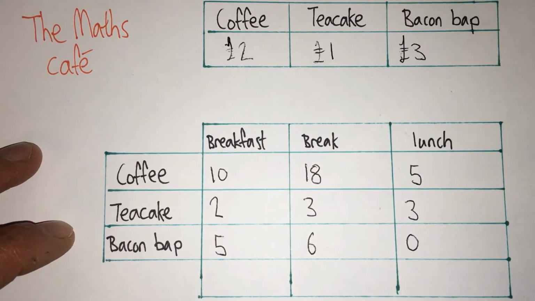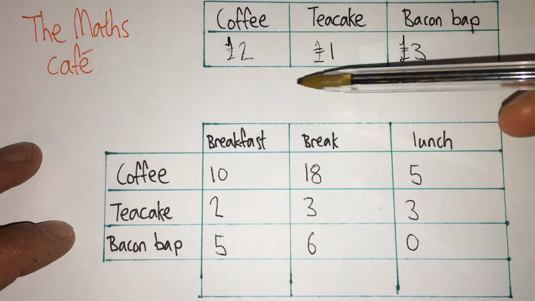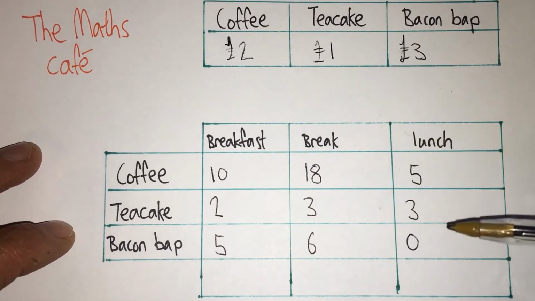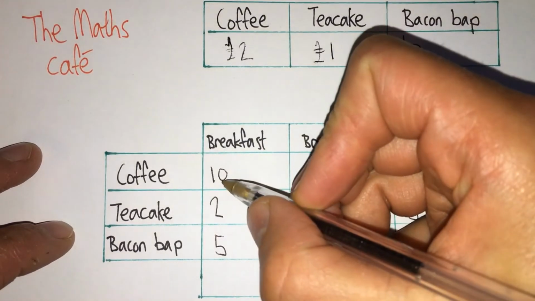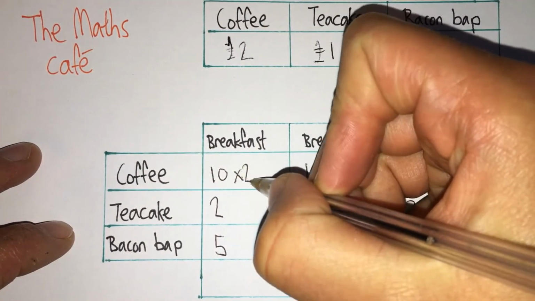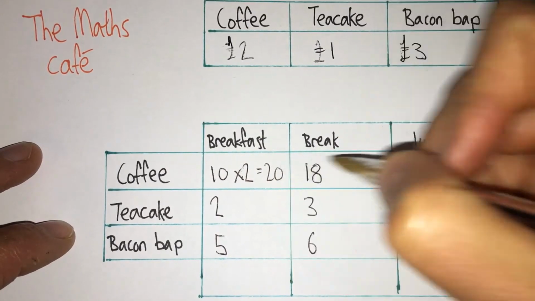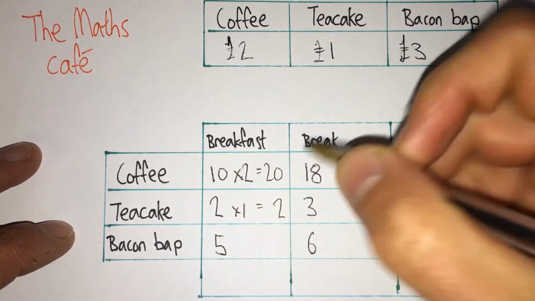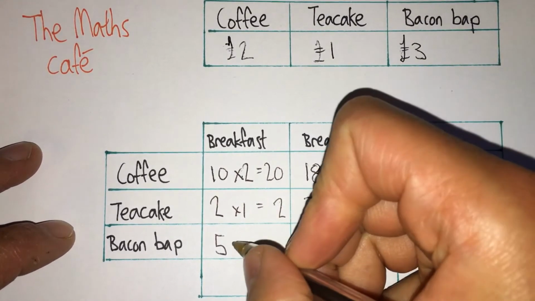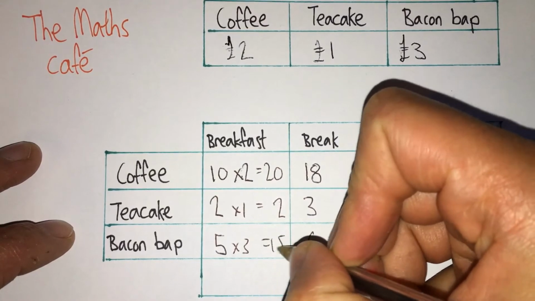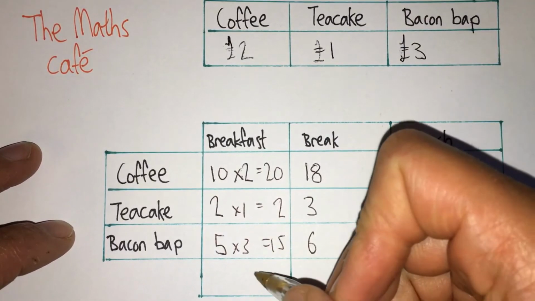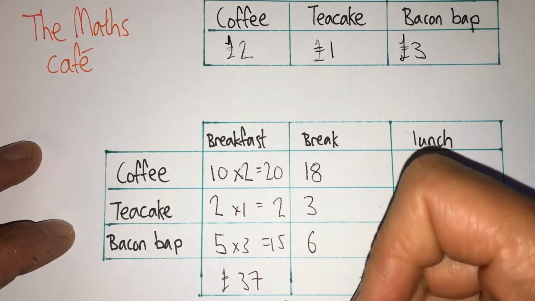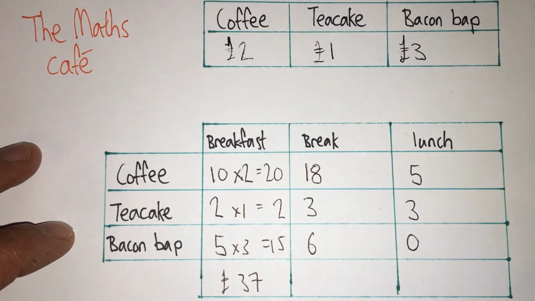Well, if I were to work out the amount of money that was taken at each time, so the amount of money at breakfast, at break and at lunch, I could do the following. I could have coffee, multiply that by 2 to get 20, and then the tea cake multiplied by 1 to get 2, and then the bacon bap multiplied by 3 to get 15, and then I can add these together to get 37, and that tells me that the total money taken at breakfast time, that's before school, was £37.